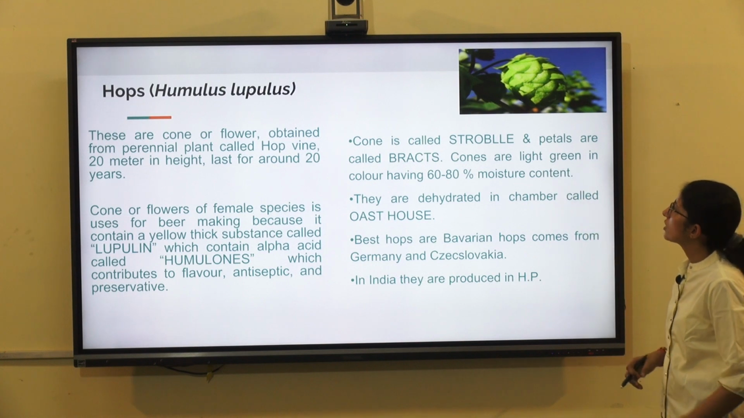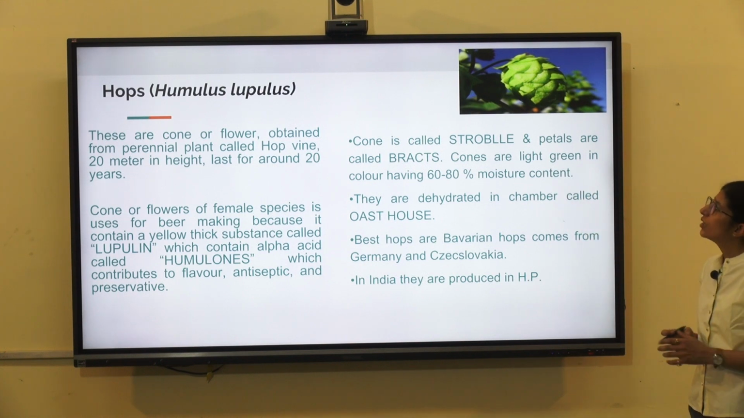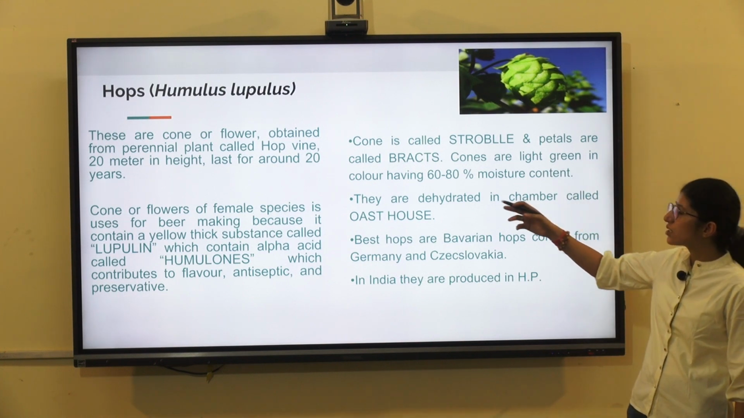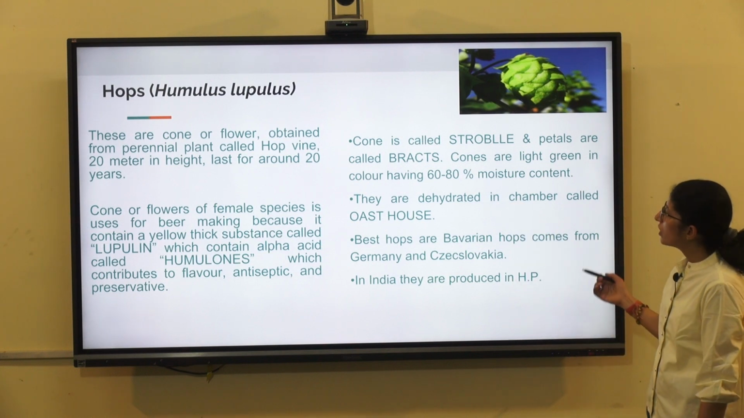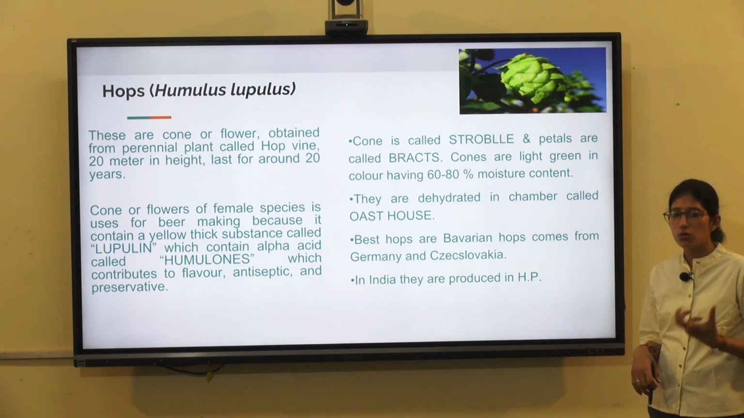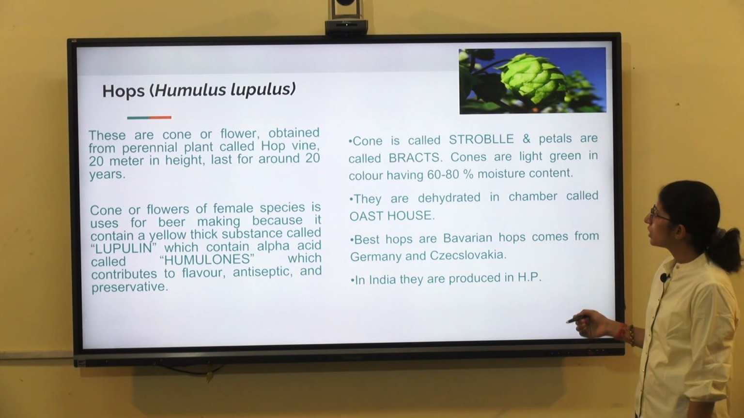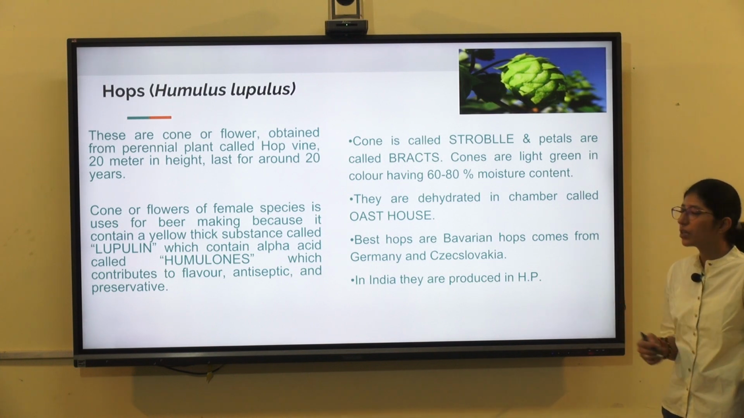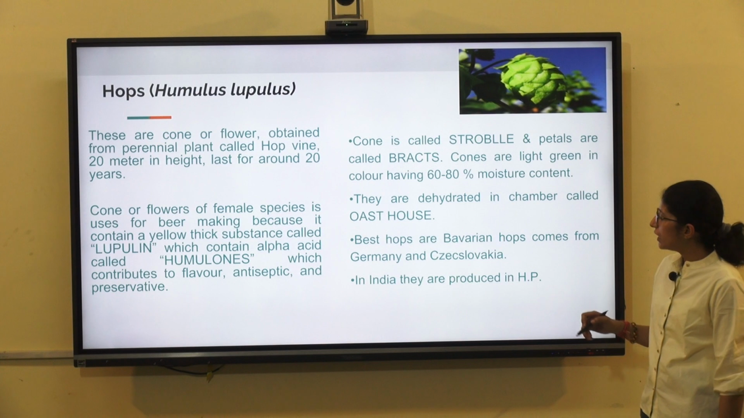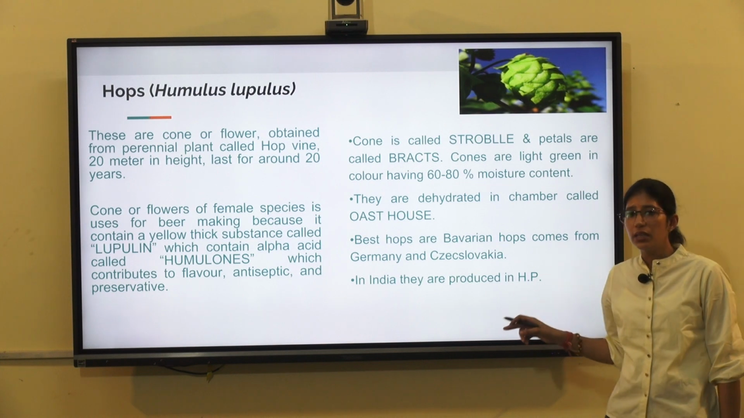Now, the cone is also known as strobile, while the petals are known as bracts. Cones are light green, having 60 to 80% moisture content. Further, they are dehydrated in a chamber known as a hop house, and the best of the hops are Bavarian hops, which come from Germany and Czechoslovakia. Further, in India, hops are especially grown in Himachal Pradesh.